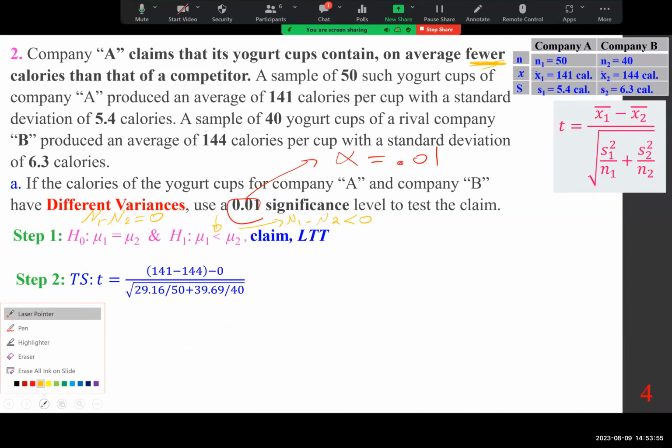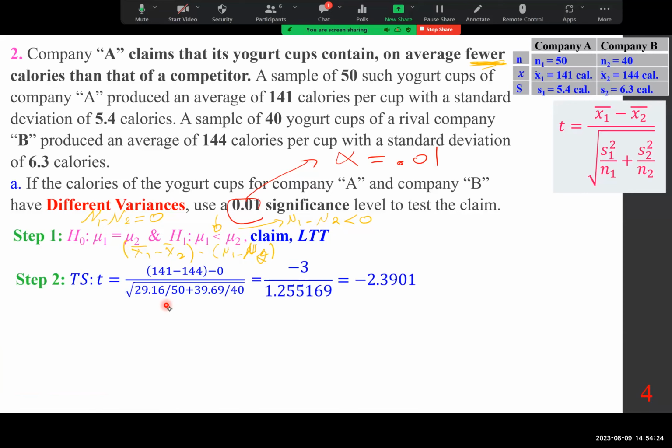The actual formula in some text, the numerator is x1 bar minus x2 bar minus mu1 minus mu2. Because in some instances, not in the course, but out there, this may be a specific number. This is mu sub 2. In any event, it's always 0. So now you do the math, and it gives you the test statistic of negative 2.3901.